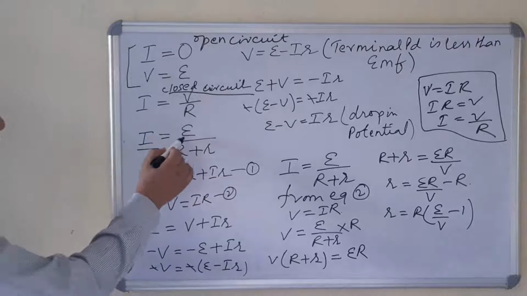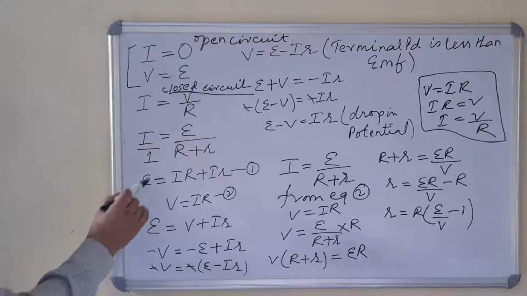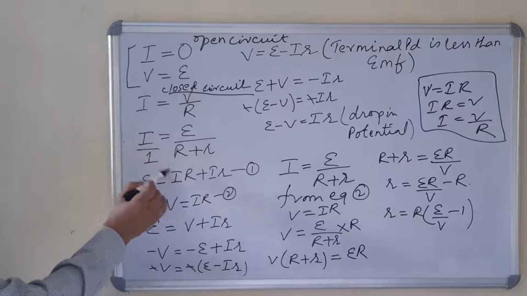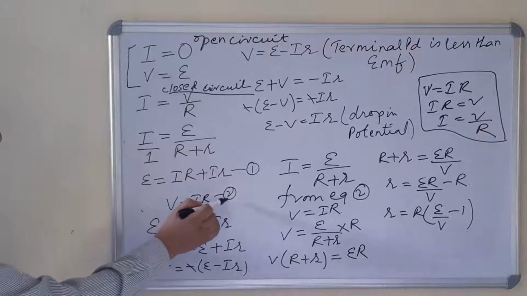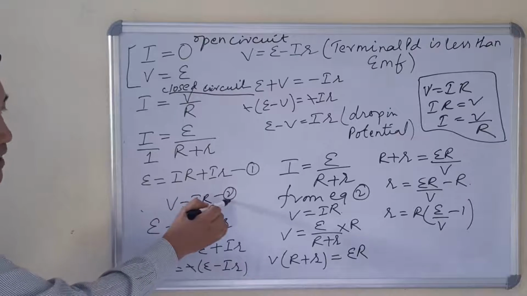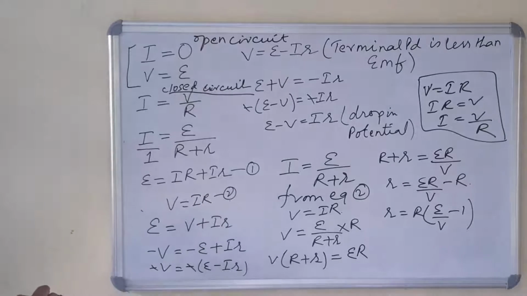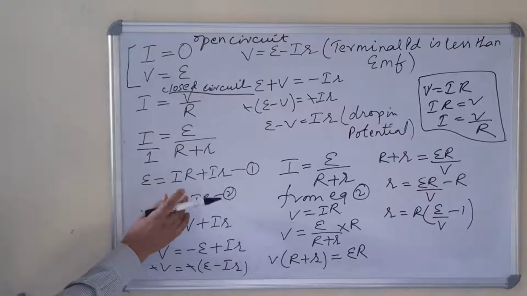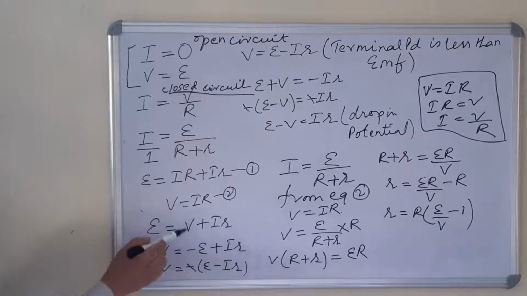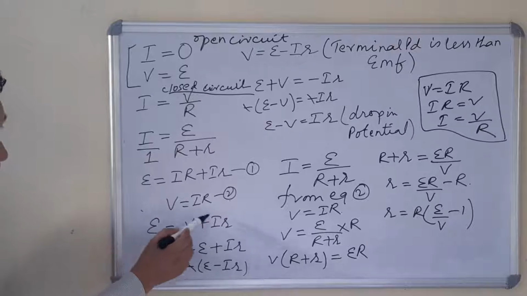So I equals E upon R plus r. Now, cross multiply here: E equals IR plus Ir. Then we know that V equals IR. Make this equation 1. V equals IR, make this equation 2. Then E equals, substitute the value of IR as V. Since IR is equivalent to V, I can write V here. So E equals V plus Ir.